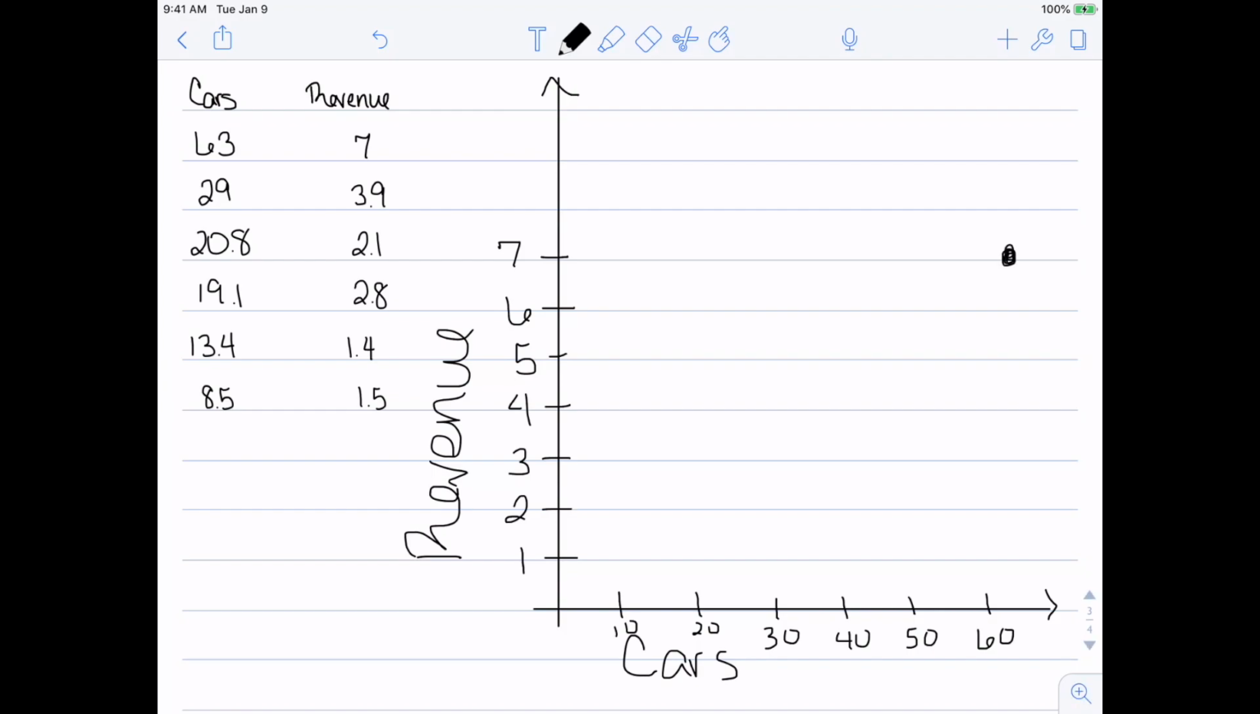The next one is 29 and 3.9. We then have 20.8 and 2.1, 19.1 and 2.8, 13.4 and 1.4, and then 8.5 and 1.5. So we have our scatter plot.